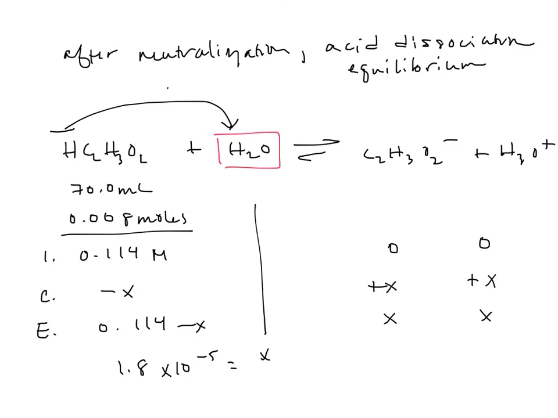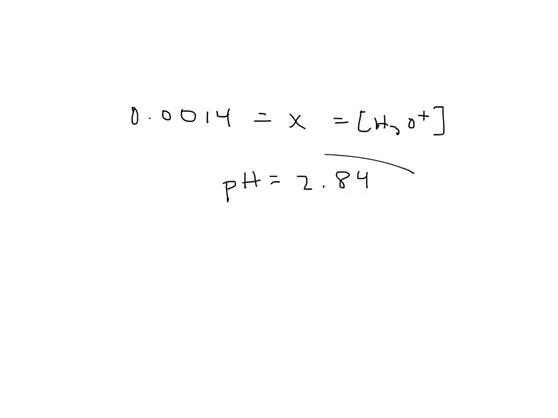You'll learn to memorize a couple of these. We're going to ignore the x, so your math becomes a little bit easier. Take the square root of that, and you get an x value of 0.0014. Remember, x is equal to your hydronium ion. So at this point, it just becomes the exact same problem. The negative log of that is going to be 2.8, so the pH is 2.84.